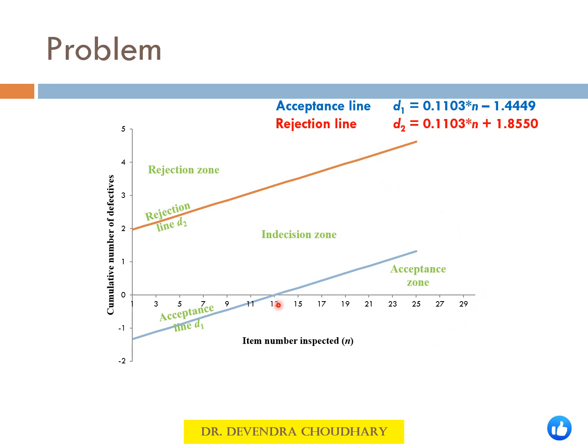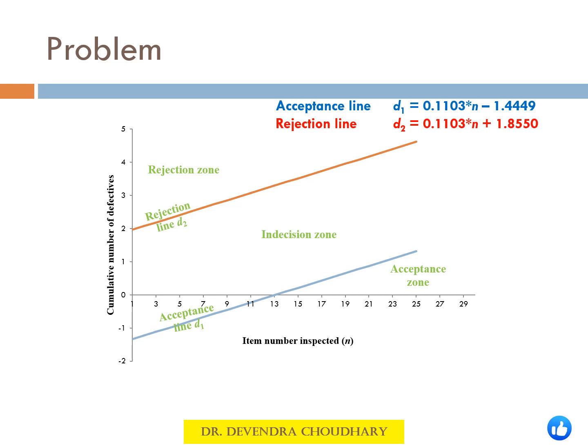14 samples are to be taken. After that you can accept it. You can reject it earlier, but to accept this lot based on the sequential sampling plan, we have to take at least 14 samples. And if after taking 14 samples cumulative defectives are 0, then we can make a decision to accept it.